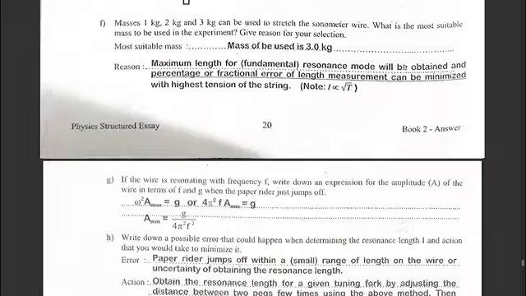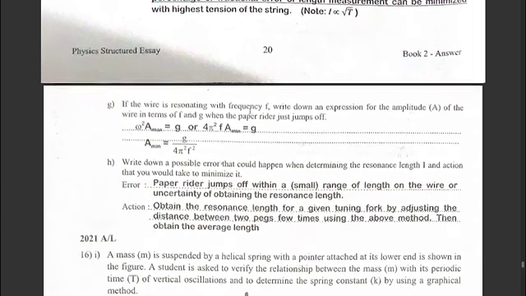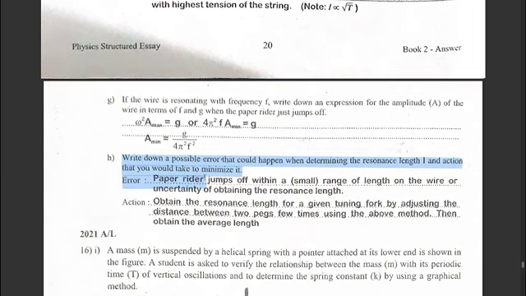Maximum length for resonance. Sorry, what is the mass we have to use? If we increase the mass, then the measuring length will increase. If the measuring length increases, the percentage error will reduce. We already discussed that. And the H part: write down a possible error that could happen when determining the resonance length L and the action that you would take to minimize it.